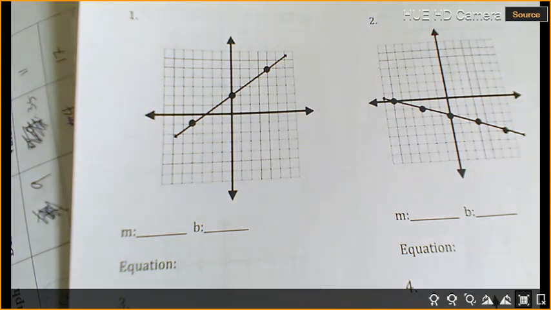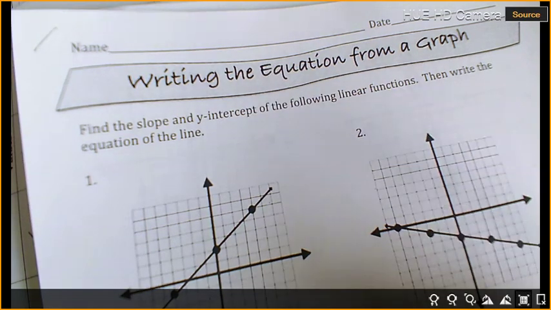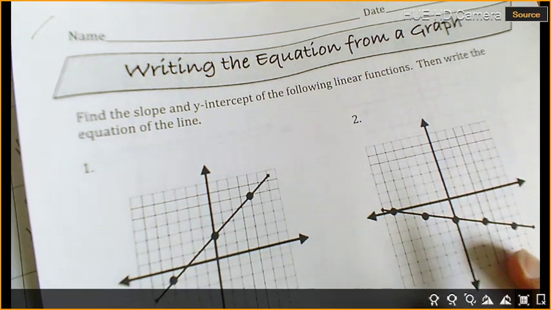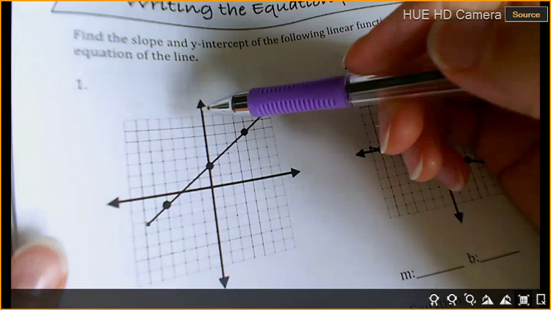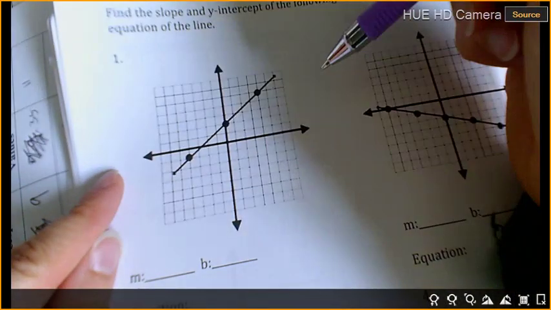Okay. So we are looking at your homework, which is writing the equation from a graph. And we're starting right here at where it crosses the y-axis. Which one's the y-axis, by the way?